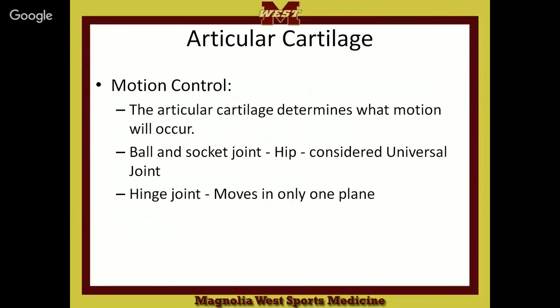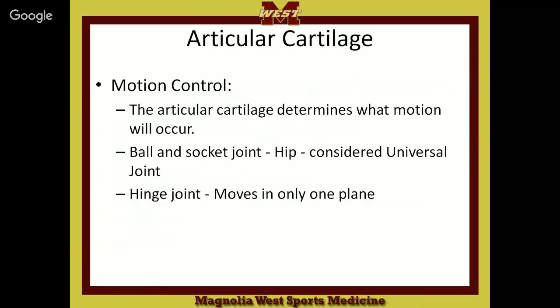So, cartilage also helps control the motion of a joint. The articular cartilage determines what motion can occur. If you've got a ball and socket joint, like your hip, the cartilage is round and it fits on the outside. We call it a labrum. If it's a hinge joint, it only moves in one plane. So it builds up on the outside, like in your knee, and it's flatter in the middle. That way it allows the knee to go forward and back, but not from side to side. So it helps control the motion.